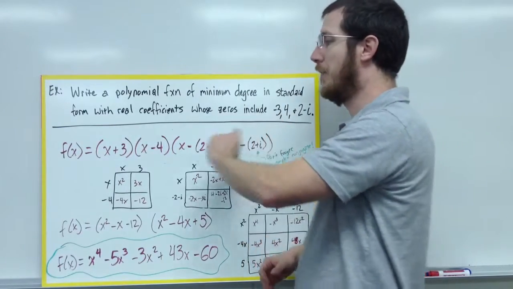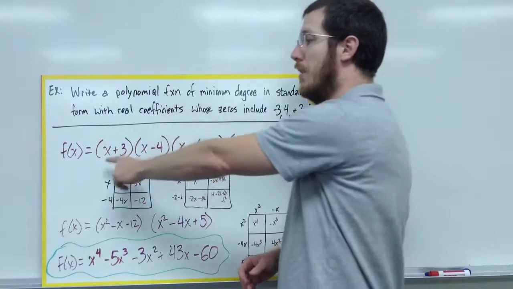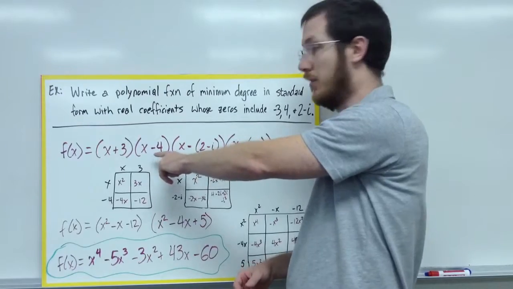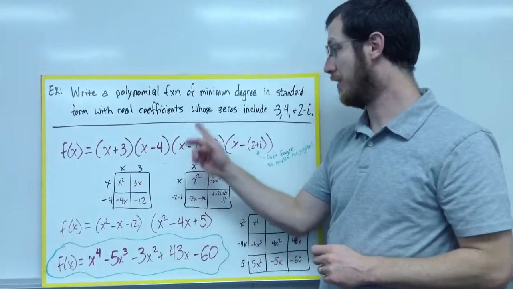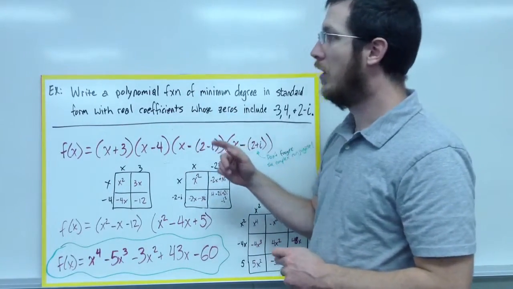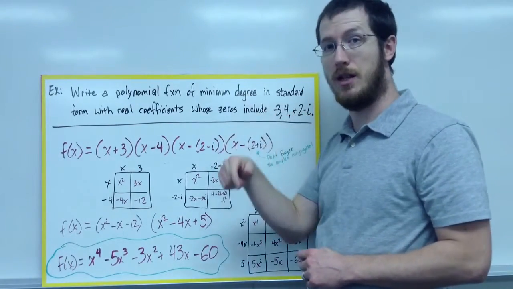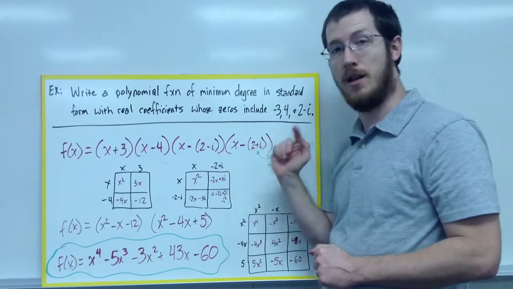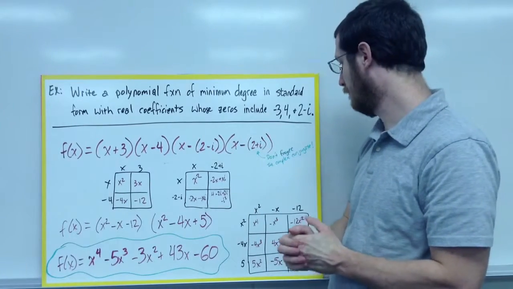So if -3 is a zero, x plus 3 is going to be a factor. If 4 is a zero, x minus 4 is going to be a factor of our function. And if 2 minus i, then x minus 2 minus i is going to be a factor. Now remember, from what we just talked about, if 2 minus i is a zero, then its conjugate is also a zero. So even though they don't list it, x minus 2 plus i is also a factor of this function.